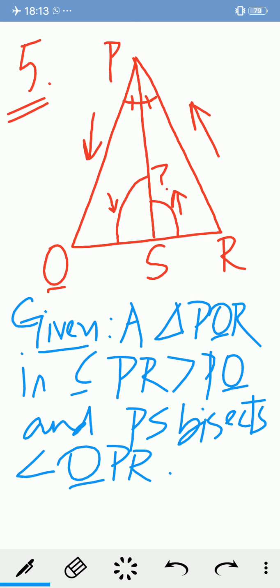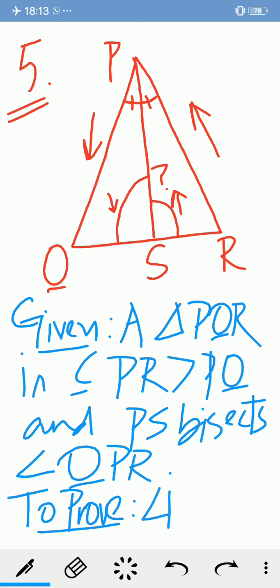Got it? Now as far as what to prove is concerned, we are going to prove angle PSR is greater than angle PSQ. This is what you are required to prove. You make a note.